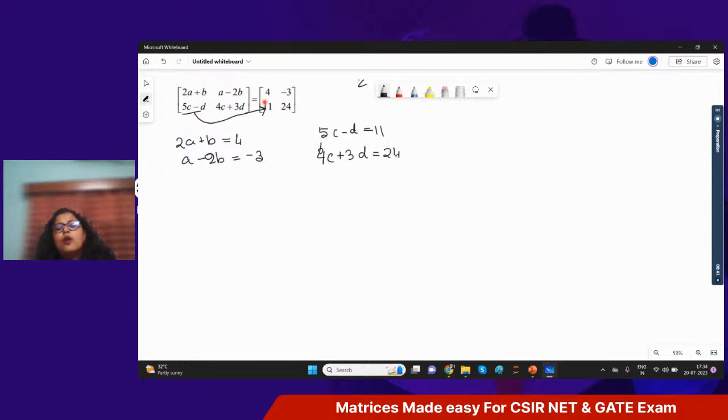Now we can apply any of the methods: substitution, elimination, or cross multiplication, whichever method we like. So what are the methods that we can use? First of all, we can use substitution. Next, we can use elimination. Next, we can use cross multiplication.